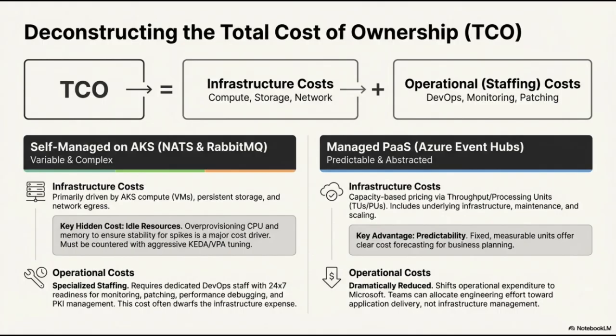Looking at the self-managed approach on AKS using tools like NATS and RabbitMQ, the cost structure is both variable and complex. Infrastructure costs are primarily driven by virtual machines, persistent storage, and network egress. However, a major hidden driver is idle resources. Over-provisioning to handle traffic spikes often leads to wasted spend unless aggressive tuning with KEDA or VPA is implemented.